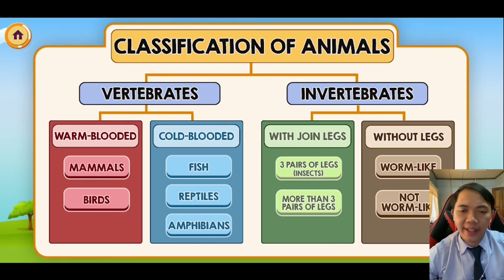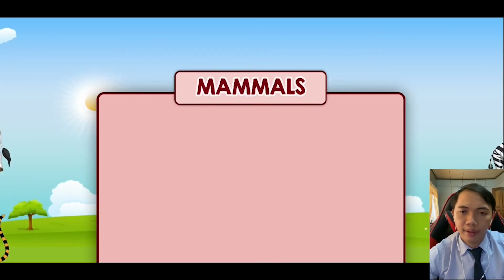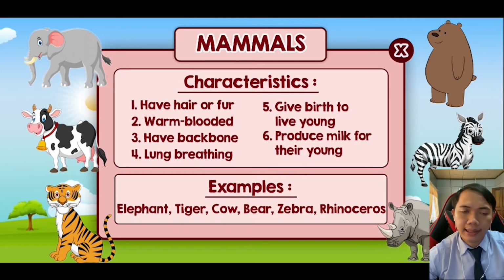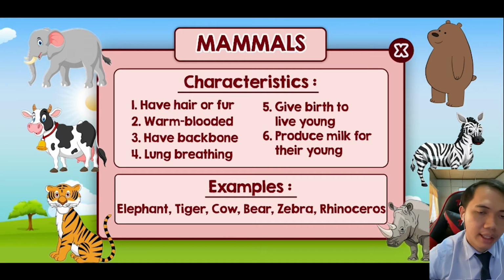If the user clicks one of the animal classes, the user will go to the class that the user chooses. For example, if the user clicks the mammal button, the user will go to the mammal class page. In this page, the user will learn the characteristics of mammals and examples of mammals. For example, the characteristics are: one, have hair or fur; second, warm-blooded; third, have a backbone; fourth, have lung breathing; fifth, give birth to live young; and sixth, produce milk.